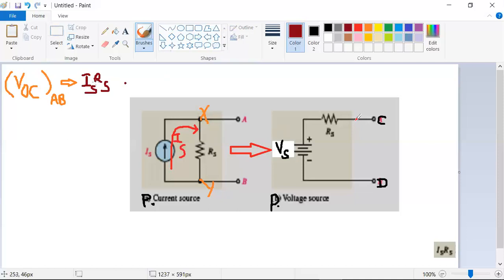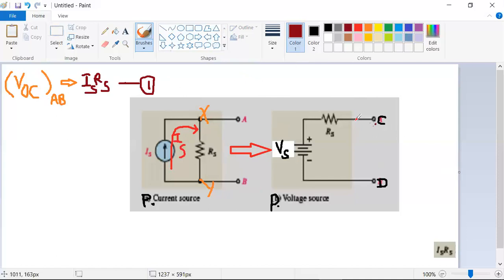Is Rs of voltage drop will be present across POC. This is case 1, means equation 1. Now, whatever steps you did, follow the same steps for the CND.